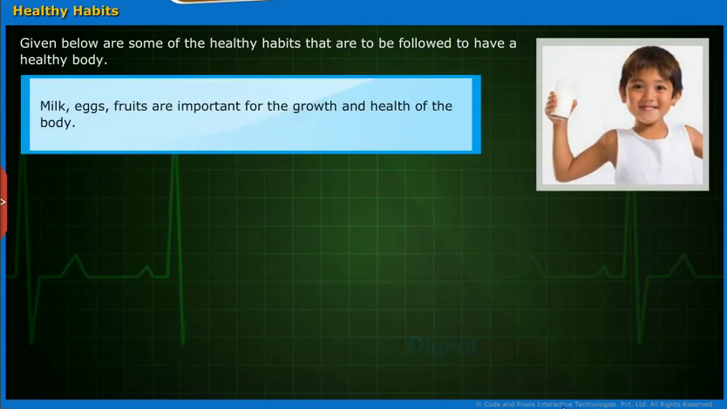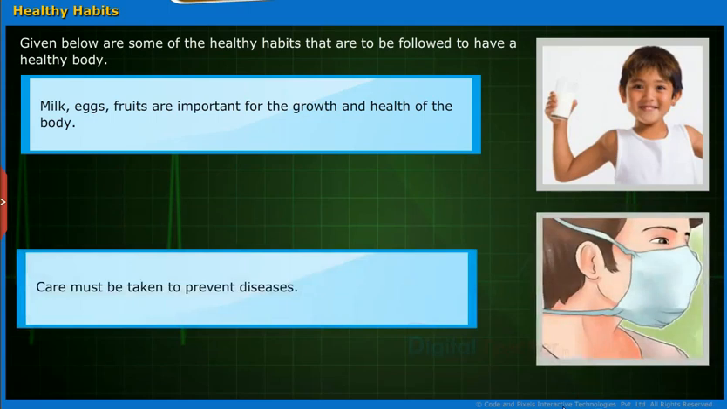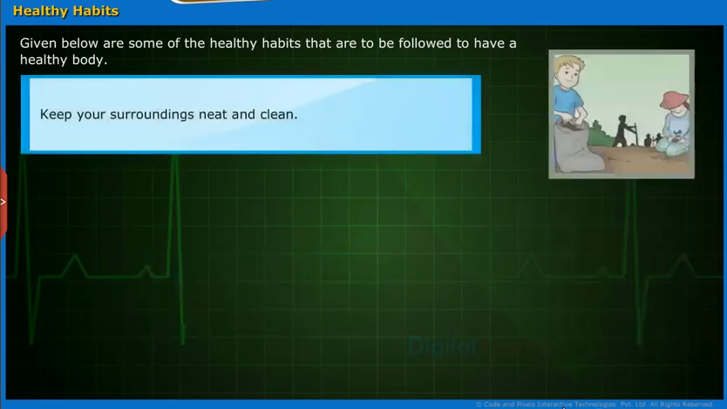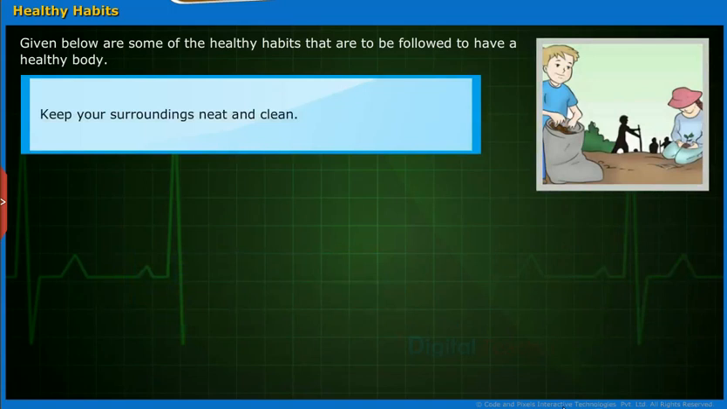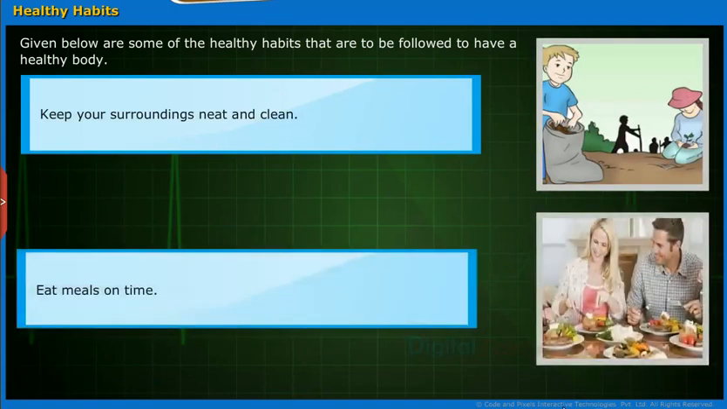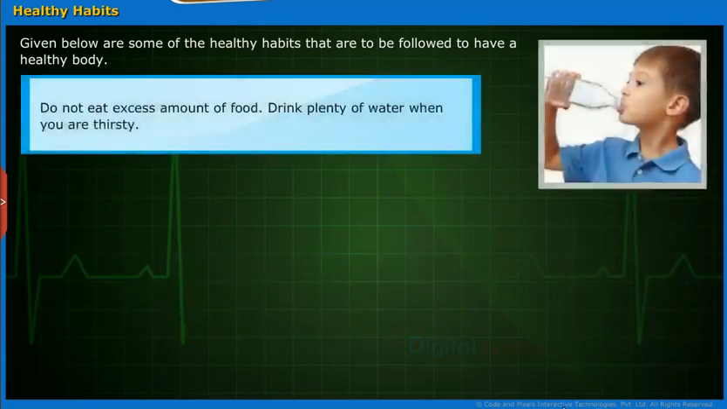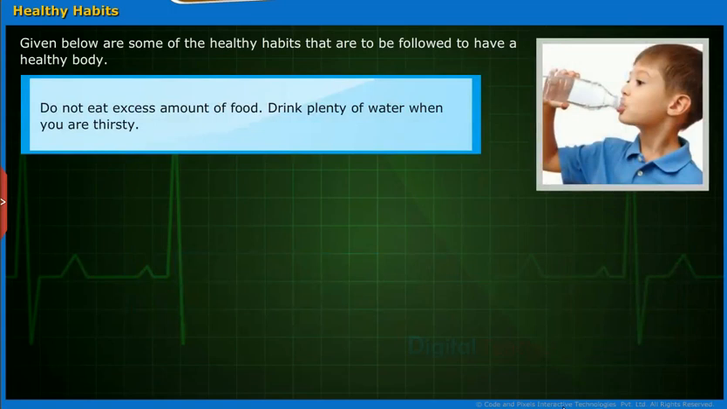Milk, eggs, fruits are important for the growth and health of the body. Care must be taken to prevent diseases. But keep your surroundings neat and clean. Eat meals on time. Do not eat excess amount of food.